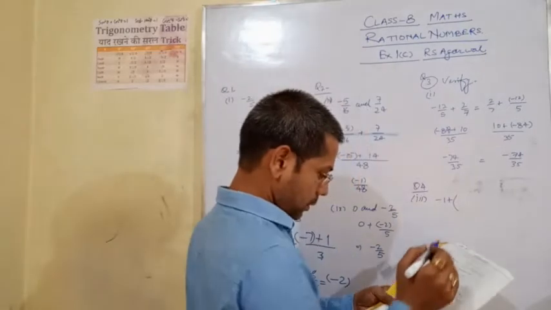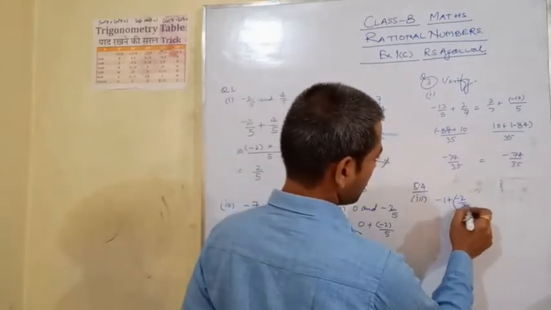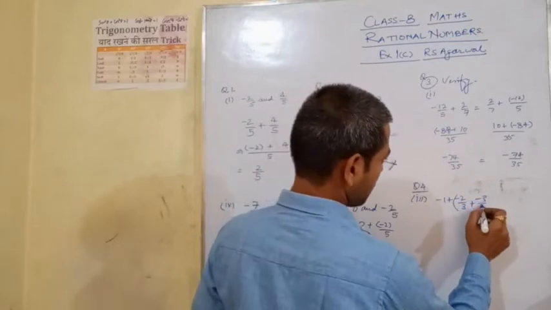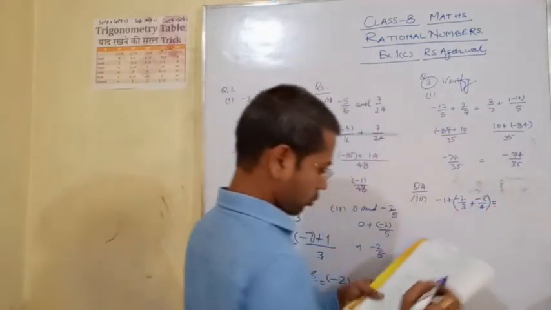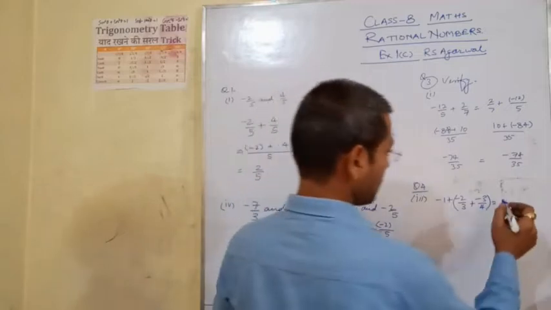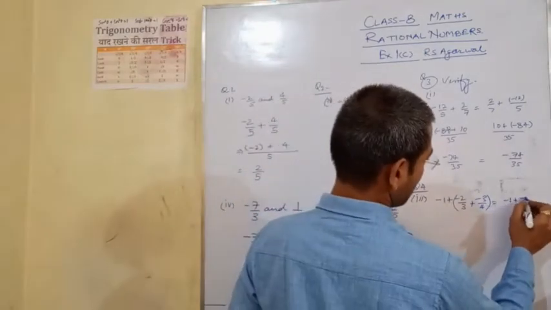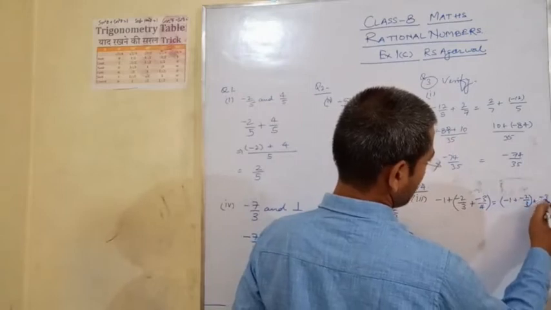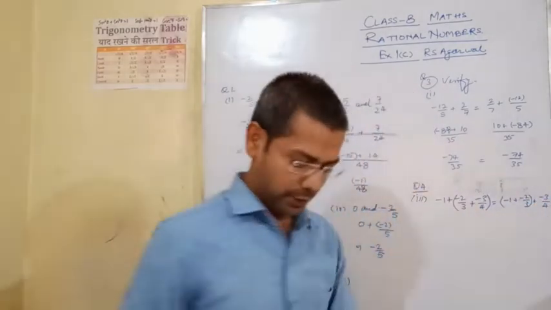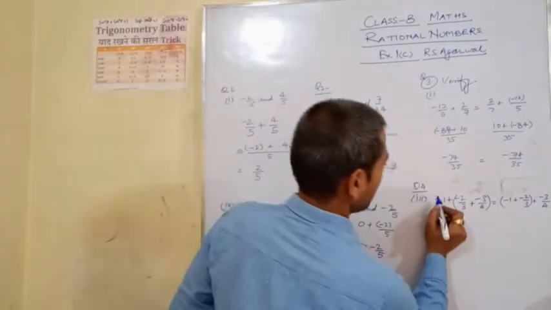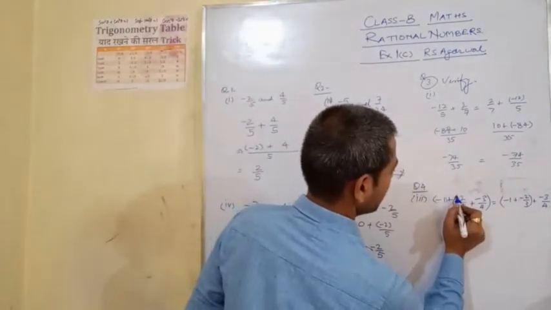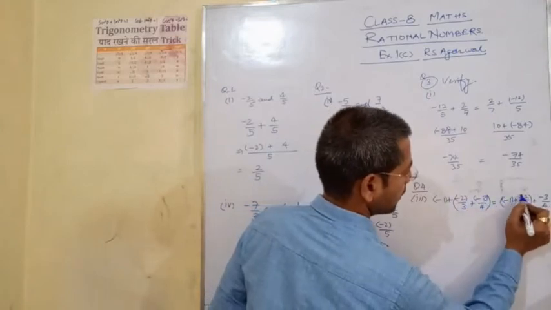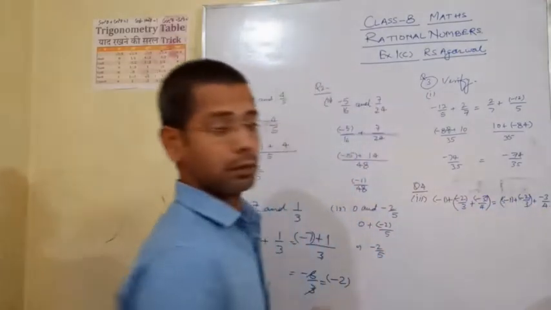plus minus 2 upon 3 plus minus 3 upon 4 is equal to minus 1 plus minus 2 upon 3 plus minus 3 upon 4. All the negative numbers will be in different brackets.